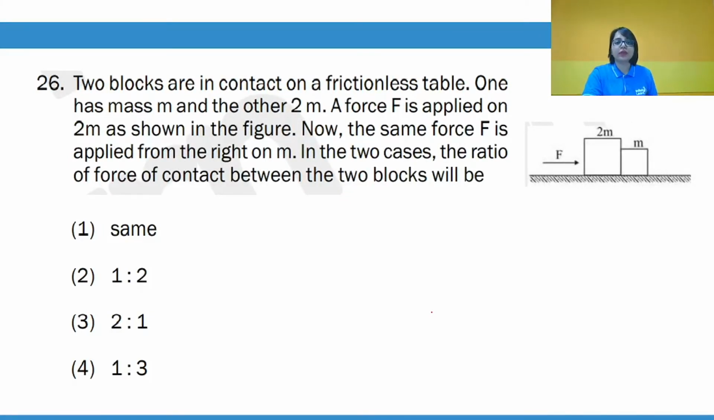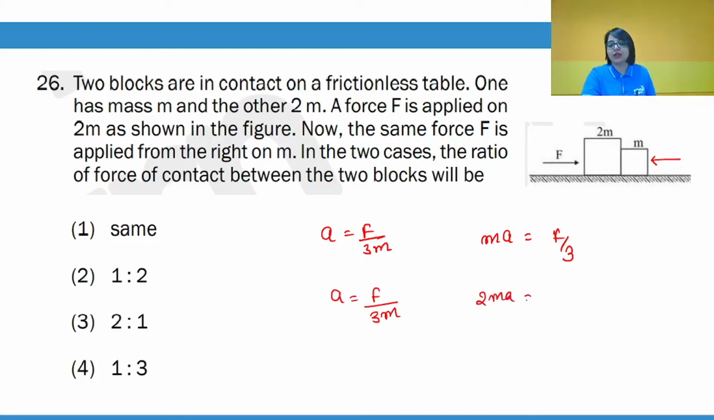Question number 26. Two blocks are in contact on a frictionless table. One has mass m and the other mass 2m. Force F is applied on the 2m as shown in the figure. So acceleration will be F upon 3m. Normal force between 2m and m in this situation will be m into a, that is equal to F upon 3. In the second case, we are applying this force on small m. So acceleration will again be net force divided by total mass, but the normal reaction will be 2ma, that is equal to 2F by 3. So the ratio of the normal reactions in the two cases will be 1:2. So the correct answer is option 2.